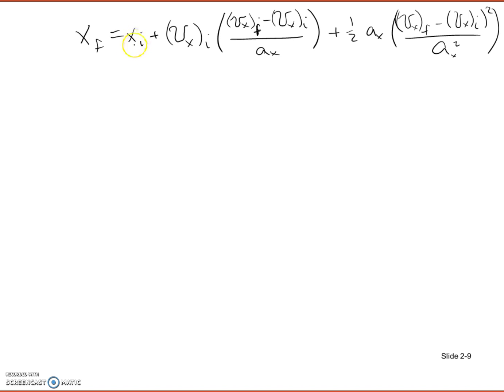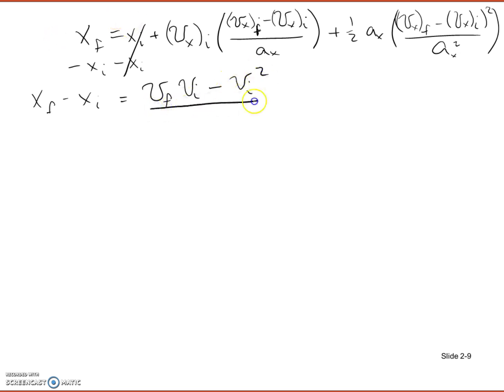So I'm going to move my x initial over to the other side, so it cancels over here. I have x final minus x initial. And I'm going to distribute this initial velocity here. I'm just going to drop the subscript x on all of the velocities because I know that I'm in the x direction right now, and I can put them back in at the end. So I have v final times v initial minus v initial times v initial, that's v initial squared, all of that over the acceleration.